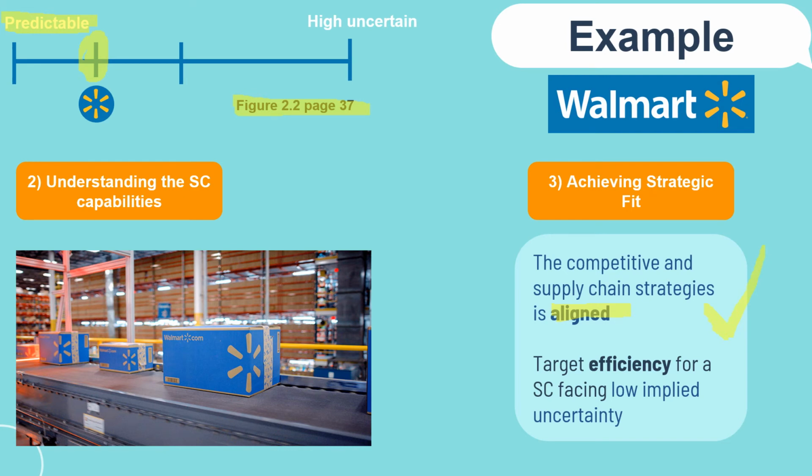And then, as we can see here, Walmart is facing a low implied uncertainty, and their supply chain strategy is focused more on efficiency. So we can conclude that Walmart is already achieving the strategic fit.